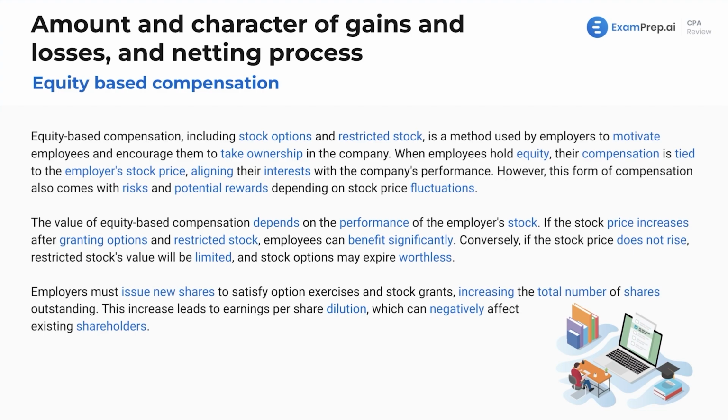So this, again, is a way for the employers, for the managers, for the owners to say, hey, we want everyone to play a role, to take stock in the entity and to get rewarded as the entity does better. Now, when employees hold equity, their compensation is tied to the employer's stock price, aligning their interests with the company's performance. However, this form of compensation also comes with risks and rewards, depending on the fluctuations in price.